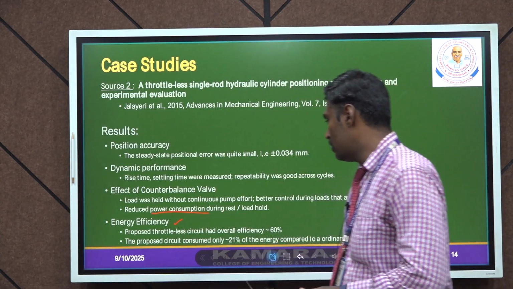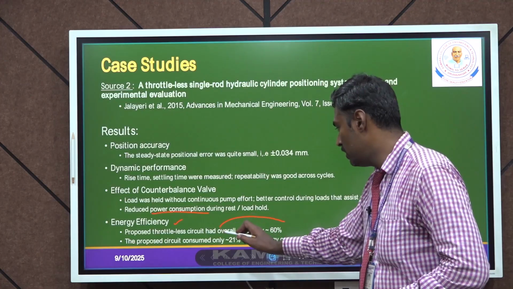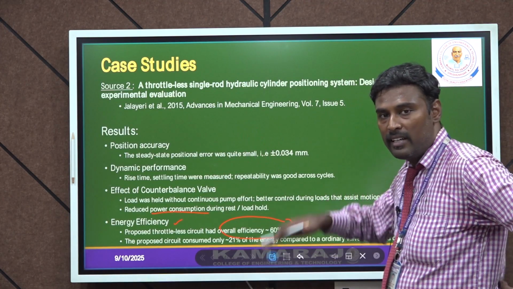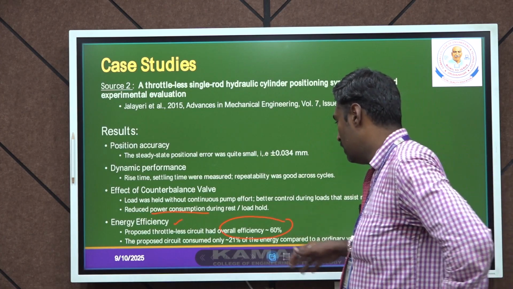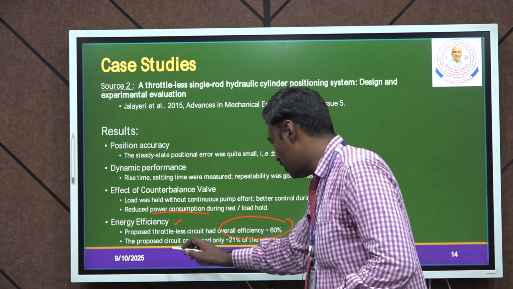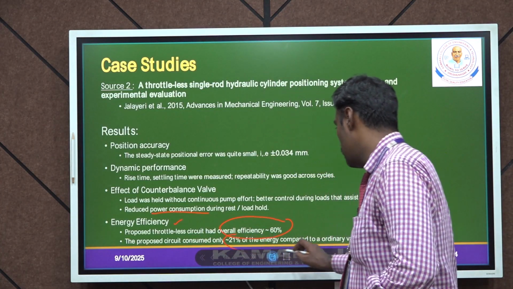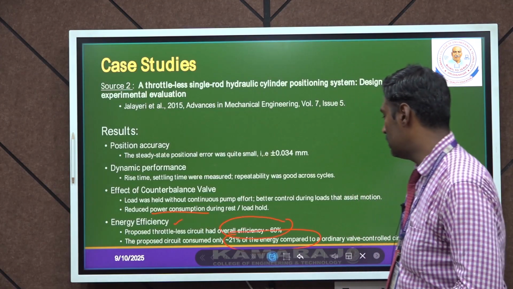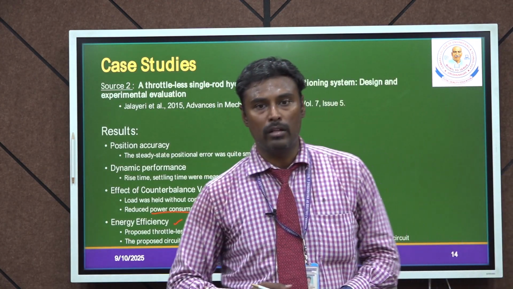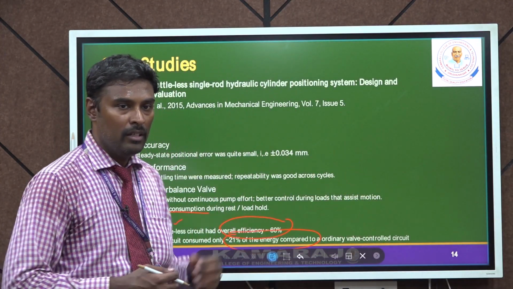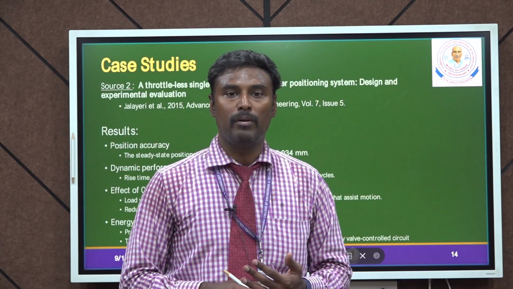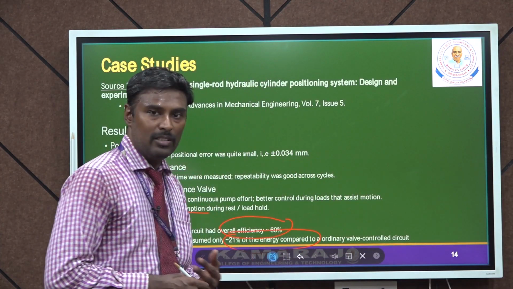So with the throttleless circuit, the overall efficiency has been improved by 60%. Based on this proposed simple setup, the entire circuit's overall efficiency is increased by 60%, and this proposed circuit consumes only 25% of the energy, compared to an ordinary valve control unit. If we are not using the counterbalance valve or this proposed circuit, we have the possibility of more than 20% extra power, that is, energy consumption.